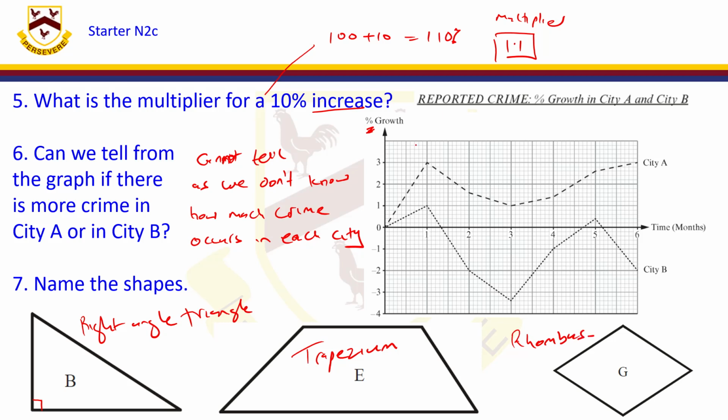Okay. Now, I want you to make your corrections and RAG questions 1 to 7. So hit pause and do that. When you're ready, hit play again, and we look at standard form. We'll recap standard form.